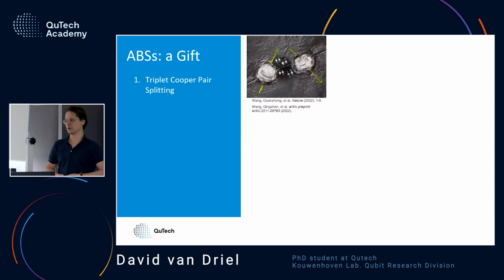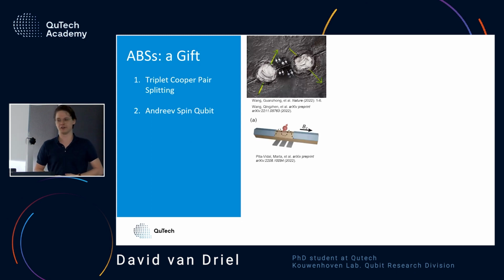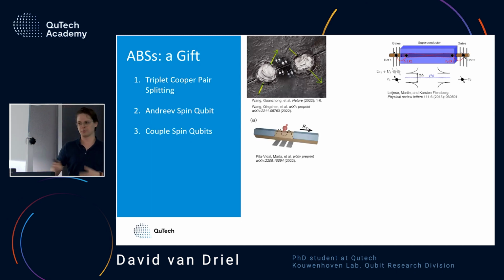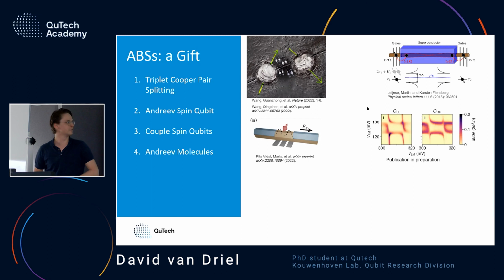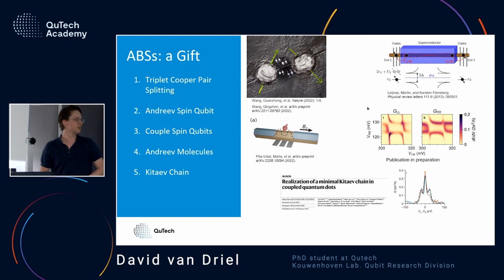1, triplet Cooper pair splitting. 2, Andreev spin qubits. 3, coupling spin qubits through cross-Andreev reflection. 4, Andreev molecules. And finally, number 5, we're especially proud of, which is making a Kitaev chain mediate an interaction through a Kitaev chain. There are many more reasons, but these are just 5. They make the short list. In any case, all of these 5 deserve a QuTech360 seminar on their own, and a majority of them did.